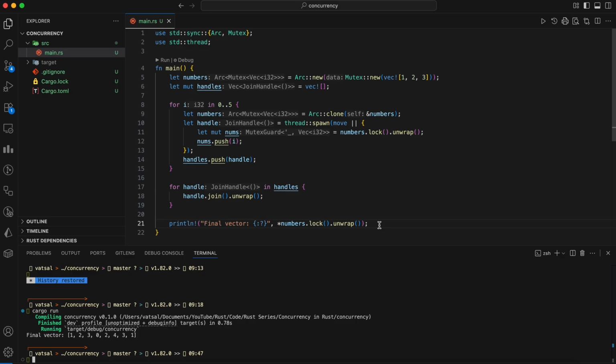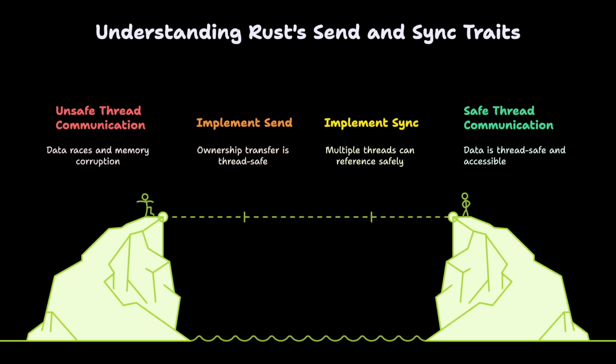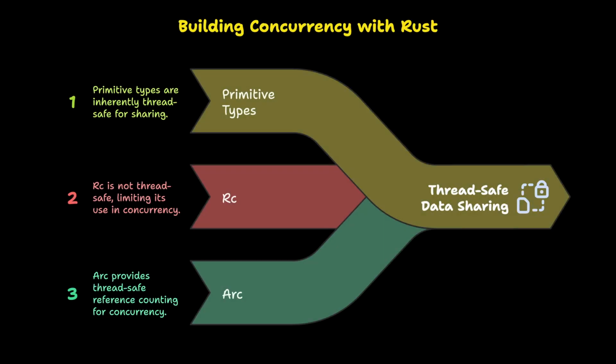But now comes the deeper question. How does Rust even decide what is safe to send across threads? That's where the Send and Sync traits come into play. Send means ownership of the type can be transferred safely to another thread. Sync means it's safe for multiple threads to reference the type at the same time. For example, most primitive types like i32, bool, or String implement both Send and Sync. That means you can pass them across threads or share references safely.